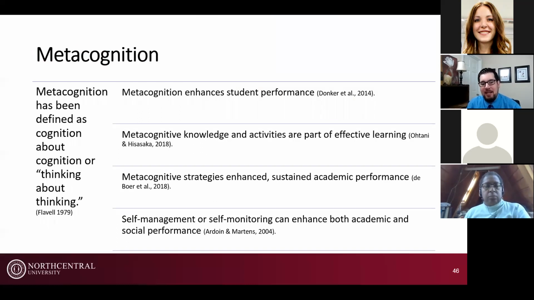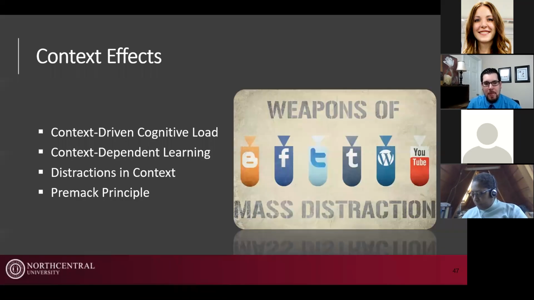Metacognition has been defined as cognition about cognition, thinking about our thinking. Metacognition enhances student performance. Metacognitive knowledge and activities are part of effective learning. Metacognitive strategies enhance and sustain academic performance. Self-management or self-monitoring, these feedback loops that we can build for ourselves, are one type of metacognitive activity that can enhance both academic and social performance. Next, I'll discuss the context in which we learn.